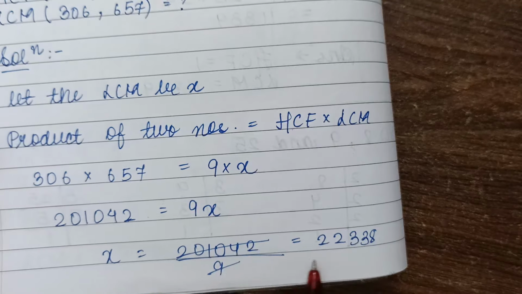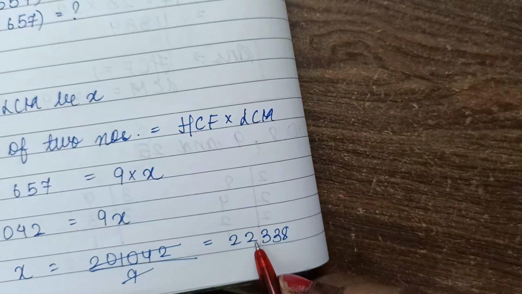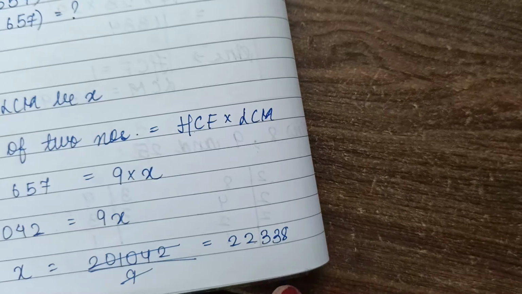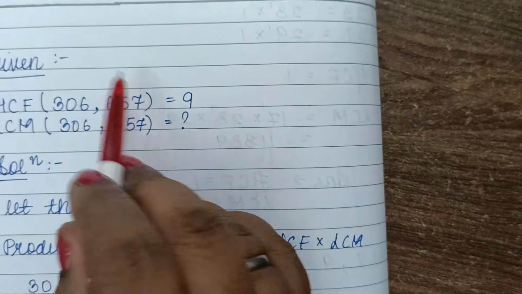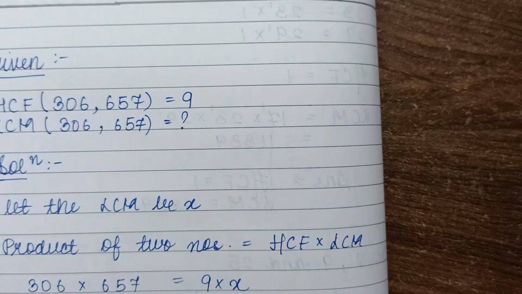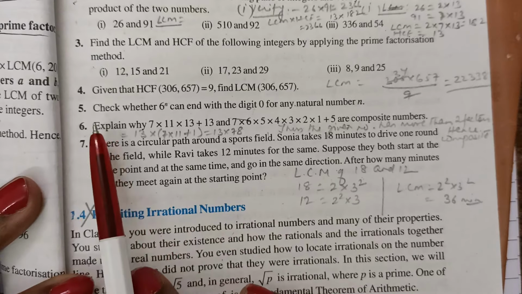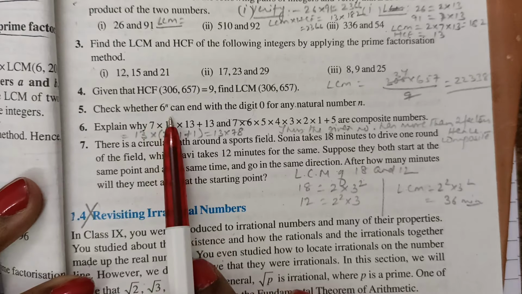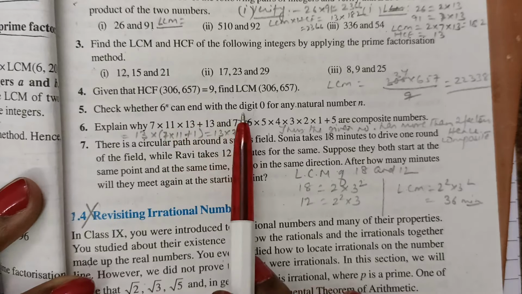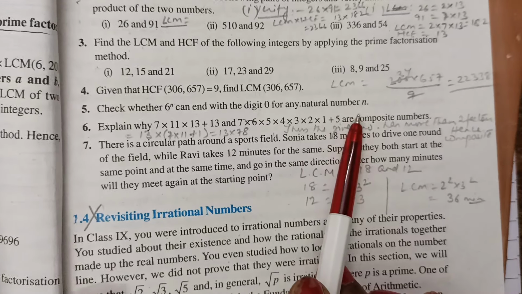So when you solve it, you will get 22,338. So this is the LCM of these two numbers. You can verify it also. Now let us do question number 5. Check whether 6 to the power n can end with the digit 0 for any natural number n.